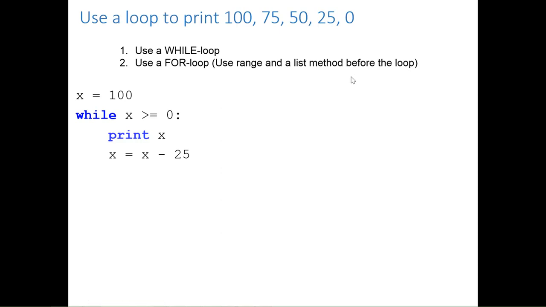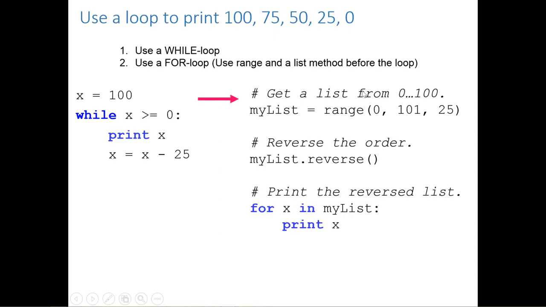There's more than one way to solve this problem. You may have come up with a different way, but using the description, the instructions here, you would do it like this. So get a list from 0 to 101 with 25 step intervals. So 0, 101, and 25 jump. Reverse the order of the list, and then print the reversed list with the for loop. So this would give us our 100, 75, 50, 25, and 0 desired output.